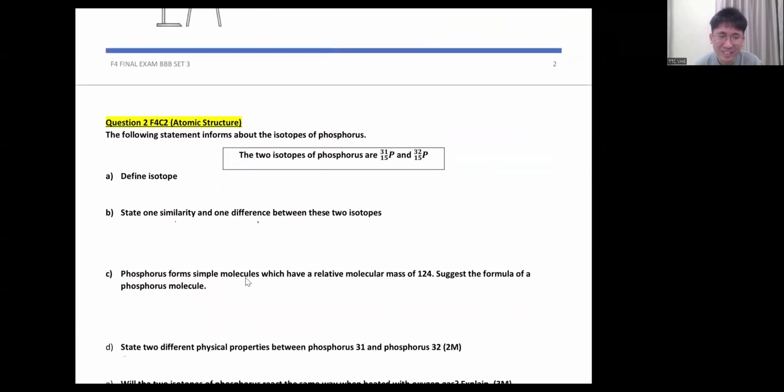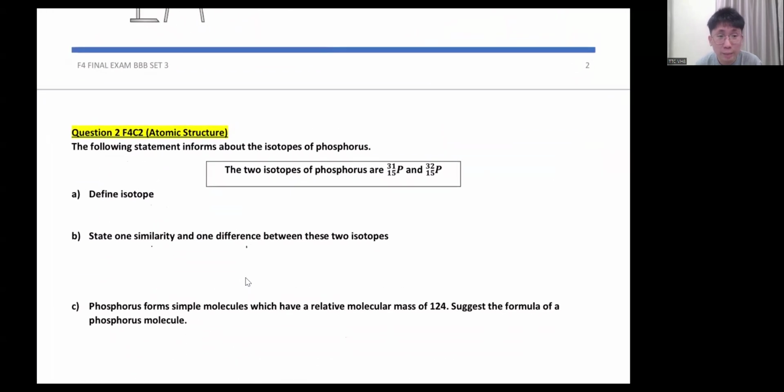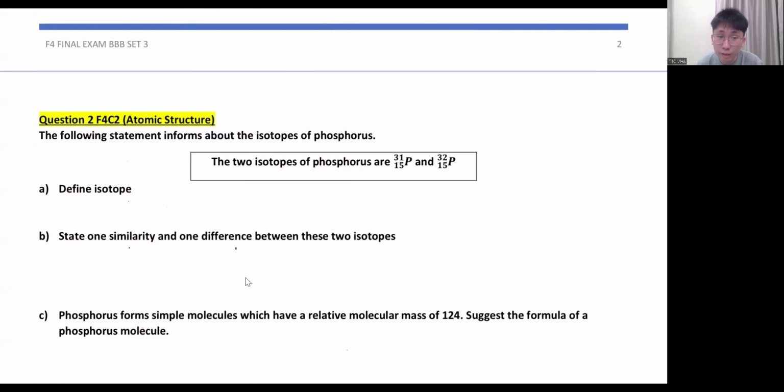Okay. So going down. This one will be the next type of question for chapter 2. After heating and cooling curve, we have isotopes. So we have 2 isotopes here, phosphorus 31 and phosphorus 32. So there will be something like this, 31 and 32.